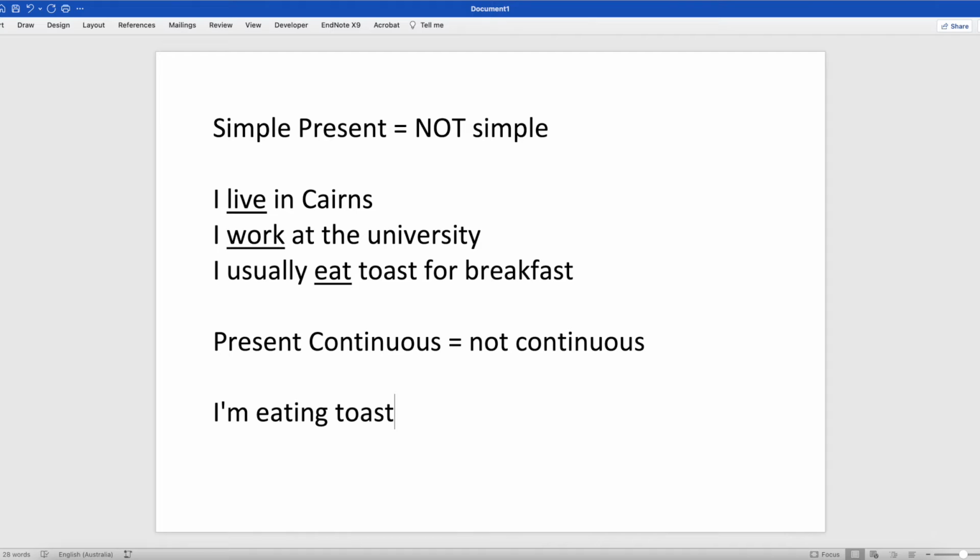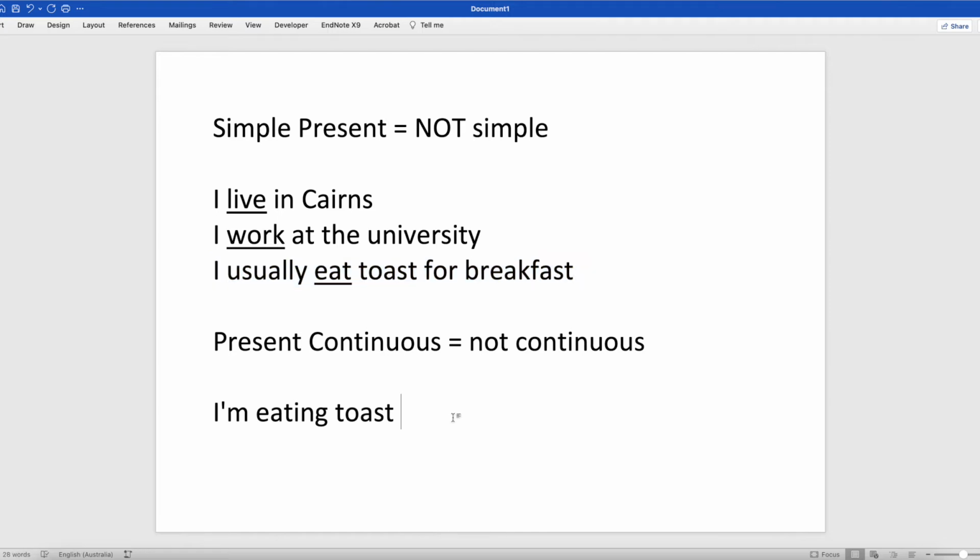Really, the continuous version of eating toast would be this one here, the simple present or the habitual present, because that's the process that's going to continue again and again into the future. So, I believe that the simple present and the present continuous are both misleading labels for verb tenses.